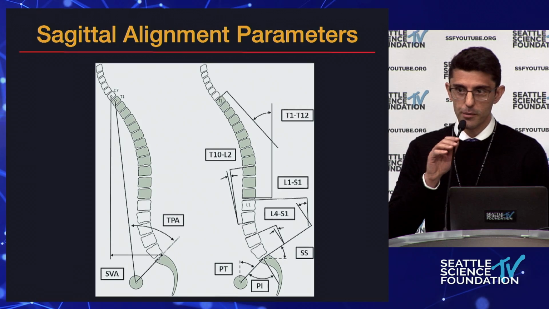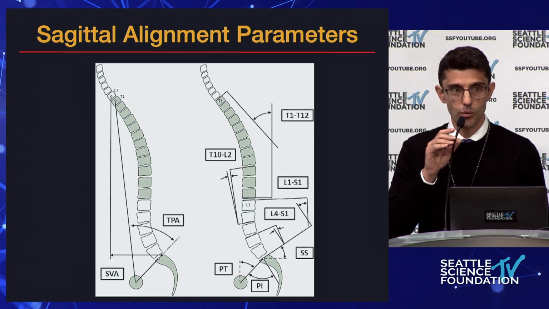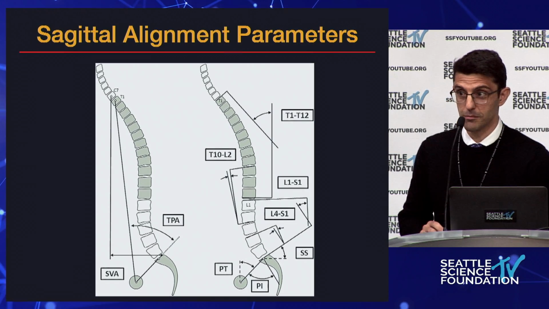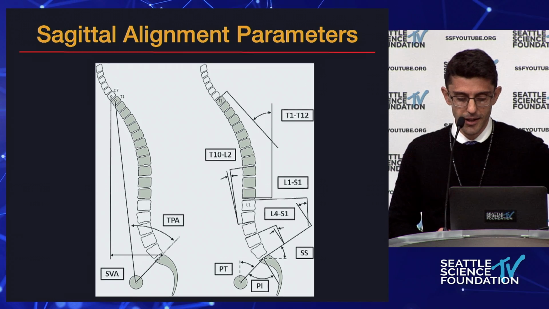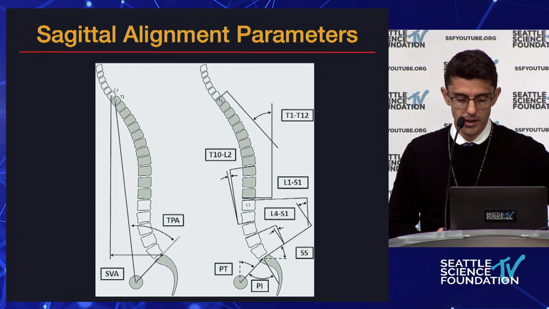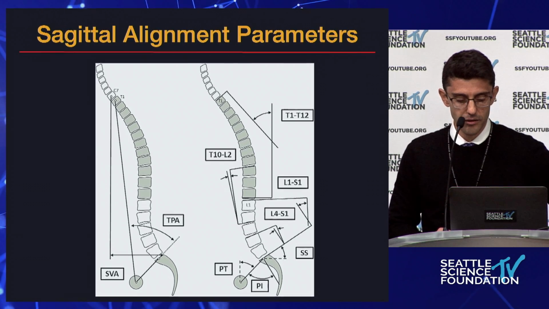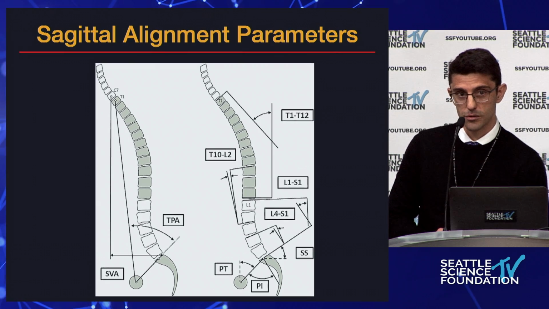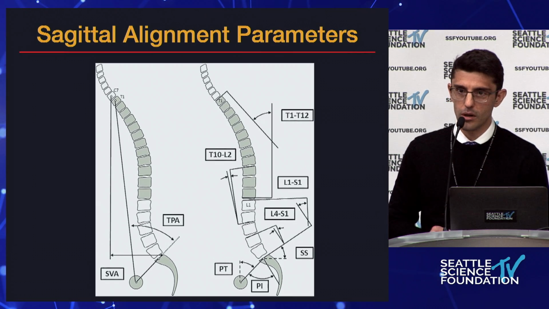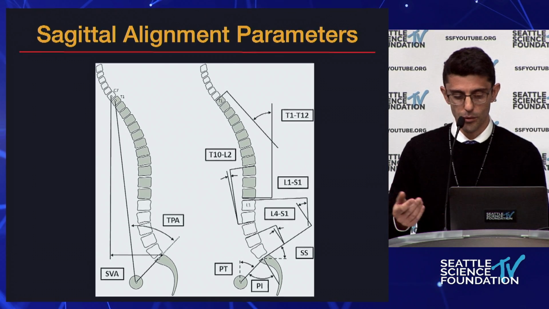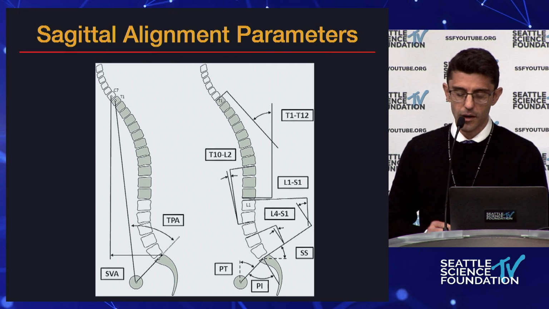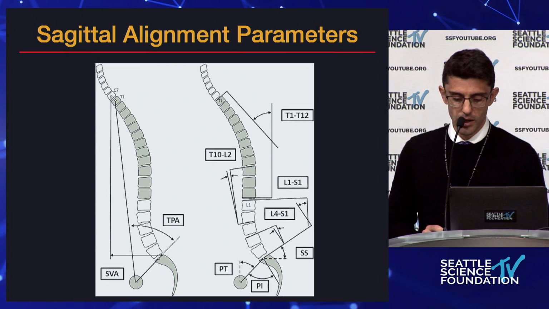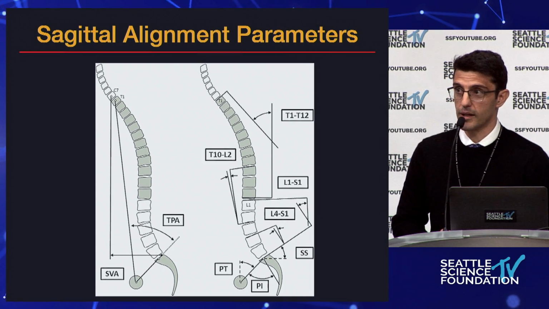So alignment parameters, I think we've all been inundated with all these different ways of measuring the spine, and in terms of global assessment, there are several. One is the C7-S1 SVA. That was more the traditional one. There are now newer ones, the T1 or T4 pelvic angle. And then on the right, you see some of the regional alignment parameters in the sagittal plane.